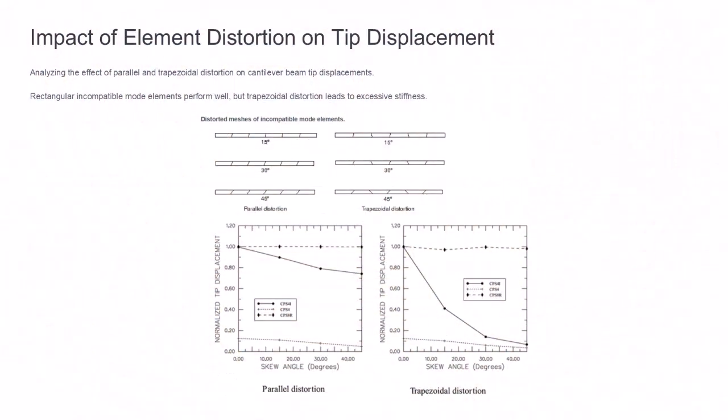This slide shows how element distortion affects something simple like the displacement. As you distort the mesh, the results start to deviate from the reference solution. It's a reminder that even with advanced formulations, we must always control mesh quality and avoid highly distorted continuum elements.